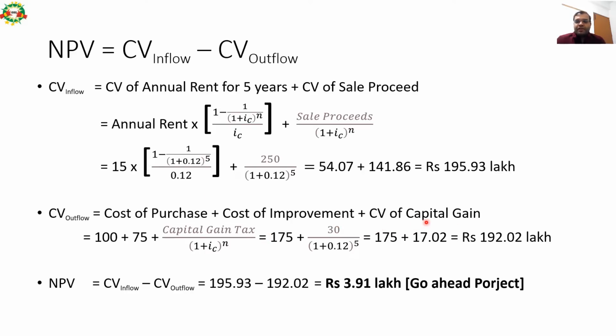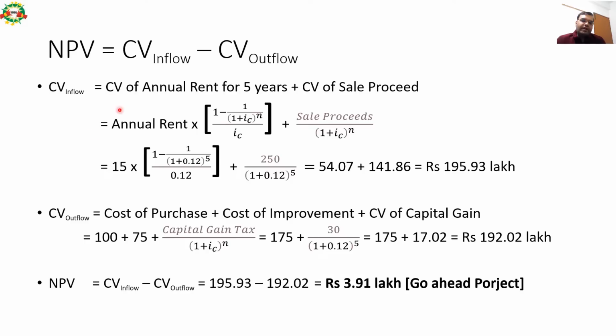Since capital gain is required to be paid after 5 years, we will calculate the present value of this capital gain by dividing it by (1 plus IC) raised to power n. This formula we have discussed in previous sessions. So 30 divided by (1 plus 0.12) raised to power n gives us 17.02 lakhs, which is equal to the capitalized value of capital gain. So 175 plus 17.02 is equal to 192.02 lakh.